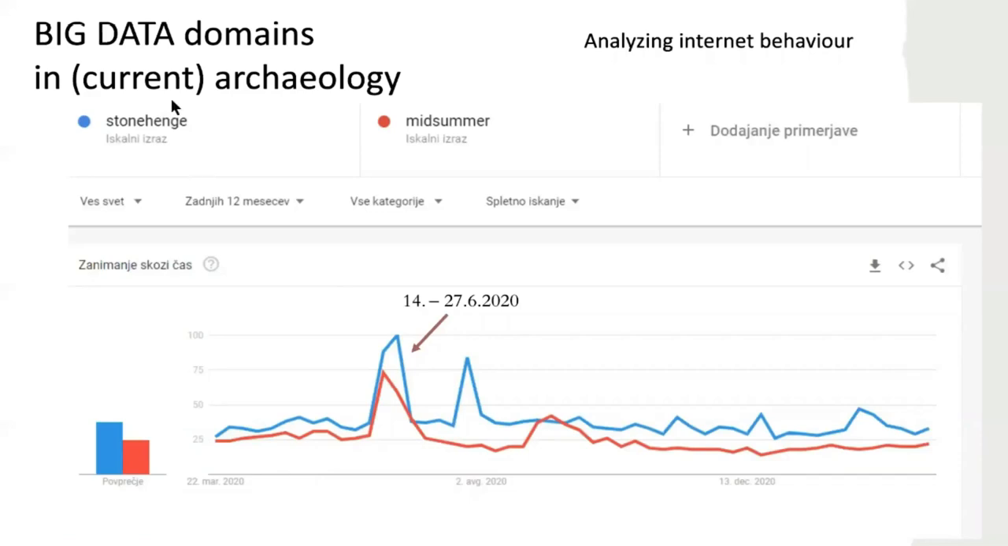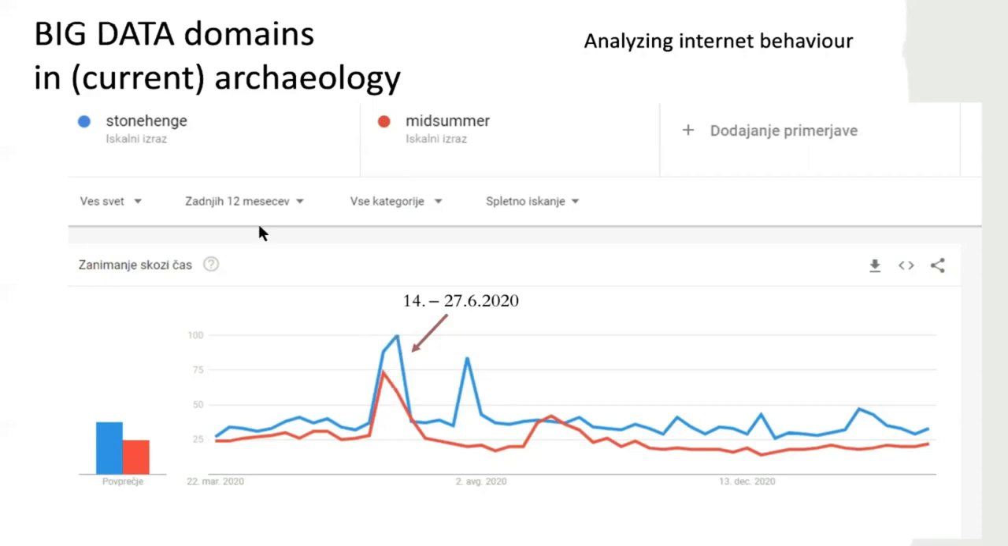I just looked at two terms, Stonehenge, one of the best known monuments in archaeology, and Midsummer, and how many hits these two terms get. And it's interesting, or not even too surprising, that at the day of Midsummer Day or Midsummer Night, around the 21st of June, one week before and one week after, we also have the peak in hits of Stonehenge. So people connect Stonehenge with Midsummer Night also by clicking on the web.